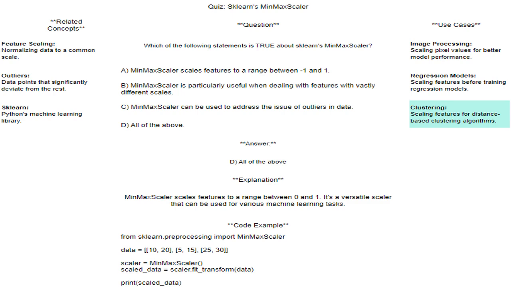The code demonstrates how to use the MinMaxScaler in Python. The first step is to import the MinMaxScaler class from the sklearn.preprocessing module. Then, we create a list of data points. Next, we create an instance of the MinMaxScaler class. Finally, we use the fit_transform method to scale the data and print the scaled data. The scaled data will be in the range of 0 and 1.